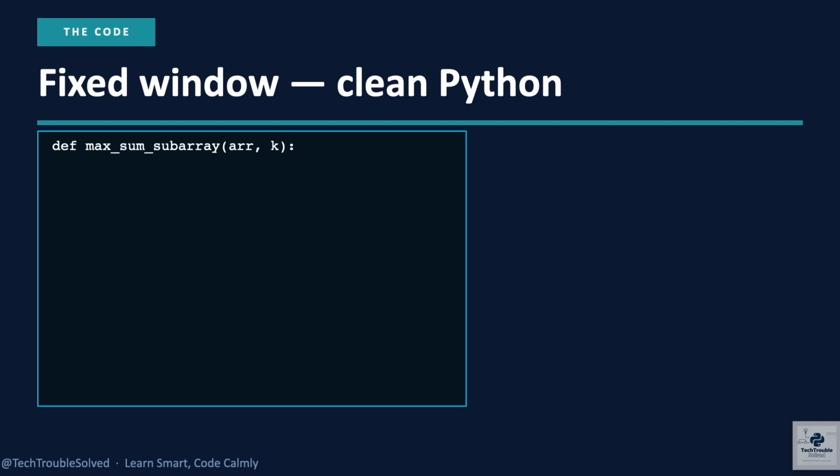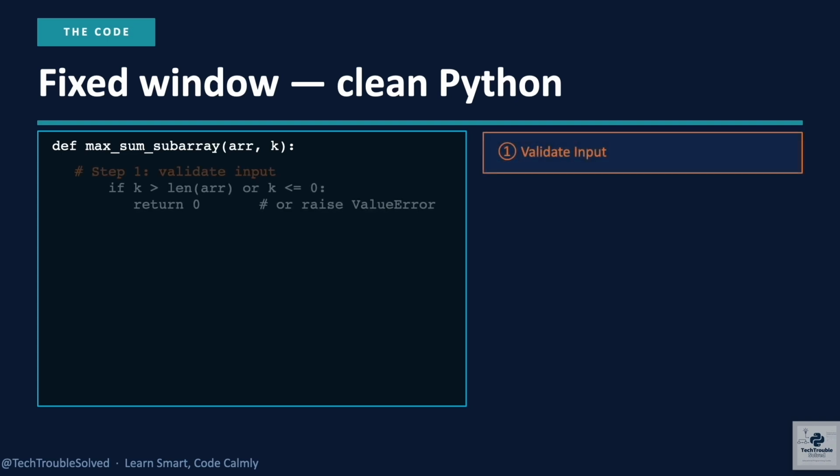Step 1. Validate input. Before doing anything, we check if k is greater than the length of the array or if k is 0 or negative. If either is true, there is no valid window, so we return 0. You could also raise a value error here. Either is acceptable in an interview. Just be consistent.